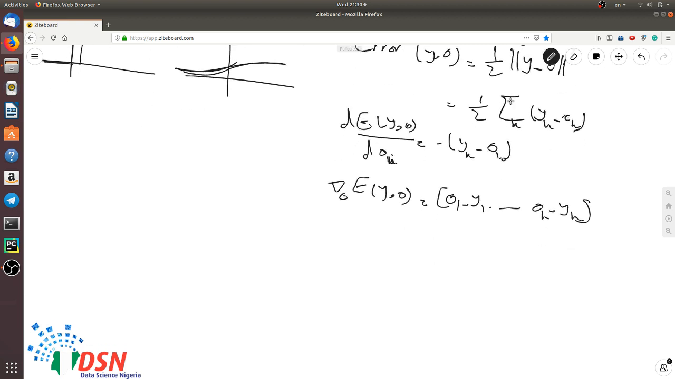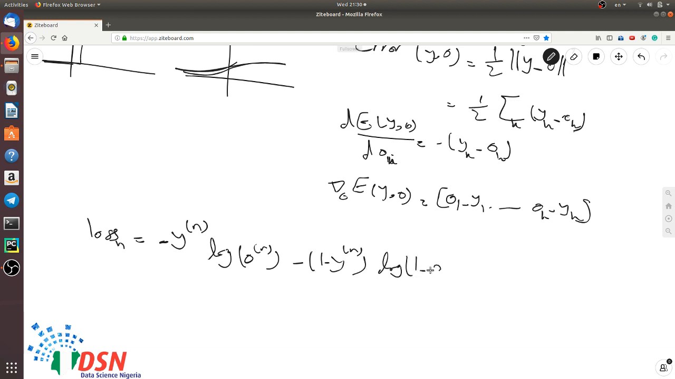This works well for regression. For classification, we have seen that one good choice of loss function is the cross entropy loss, which is minus yn log of the output of the network minus 1 minus yn times log of 1 minus O. So this is the cross entropy loss.